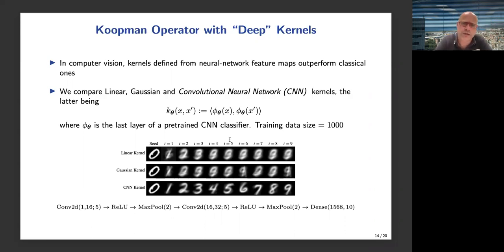So in this case, we apply our estimator to the MNIST data set. What is the dynamical system? At time zero, we sample one image, one digit from one class, in this case zero. At time one, we sample a digit from the next class, class one, and so on and so forth. Every time t increases by one, we sample the next digit on the list. And here we use either a linear kernel on the pixels, or a Gaussian kernel, or a linear kernel computed with pre-trained features from the last layer of a CNN classifier.